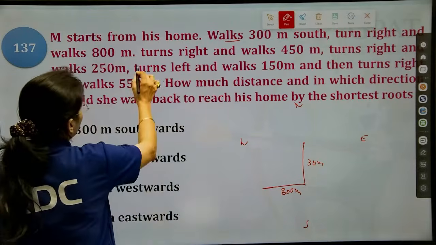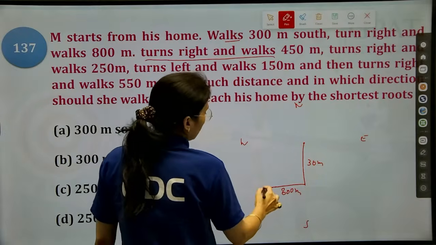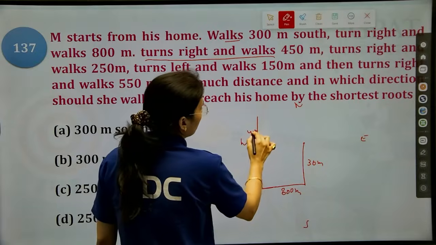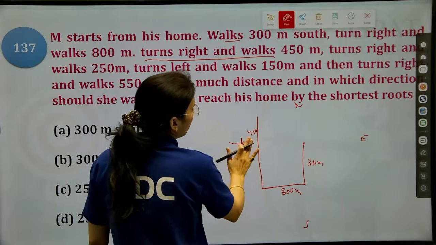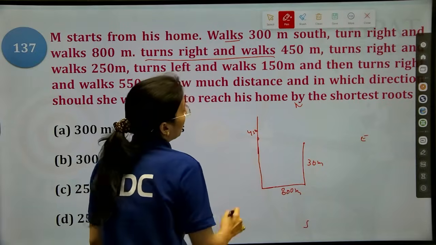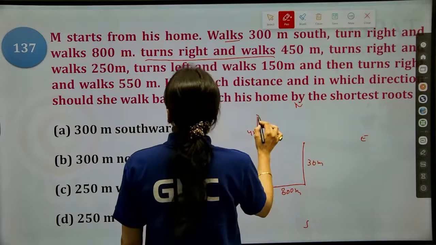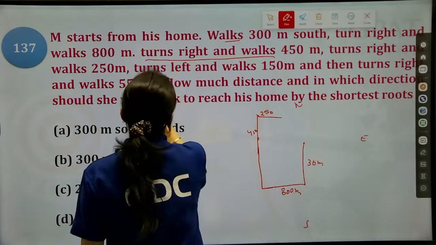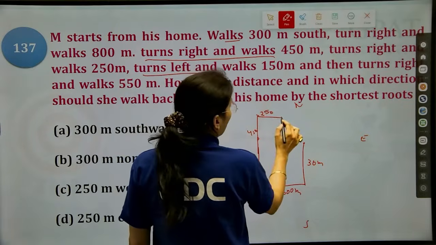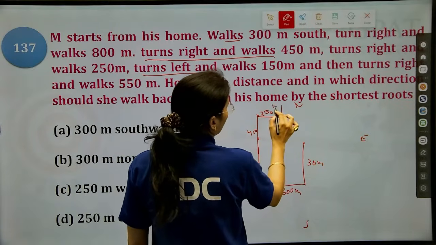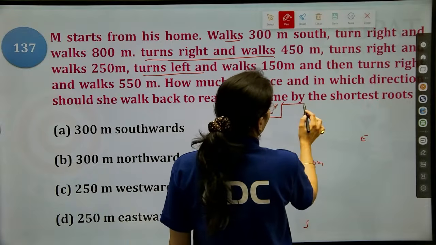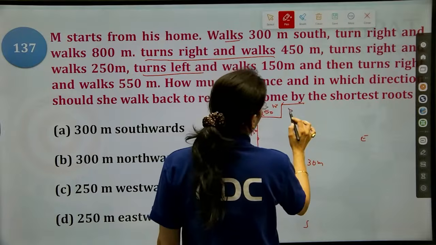He covers 800 meters. Turn right and walk. Now again turn right and walk how much? That is 450. Again turn right and walk 250. Turn left and again turn left and walk 150. And then turn right, like in this direction, and walk 550.